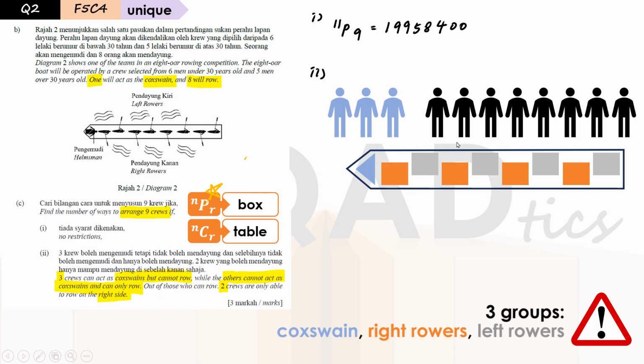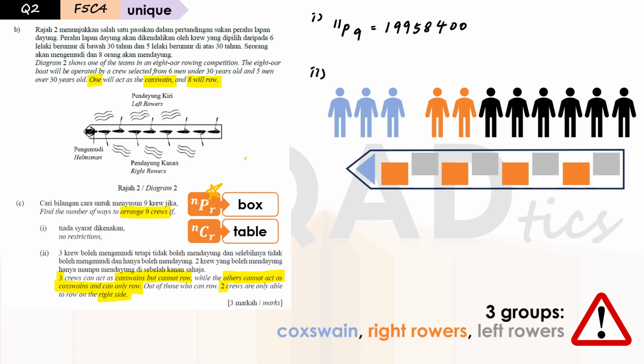Okay, so from the 8 people, let me color 2 of them, to label the people who can only row on the right side, by changing them into orange. Okay, so these 2 people can only row on the right side. So how do we solve this question effectively is by looking group by group.